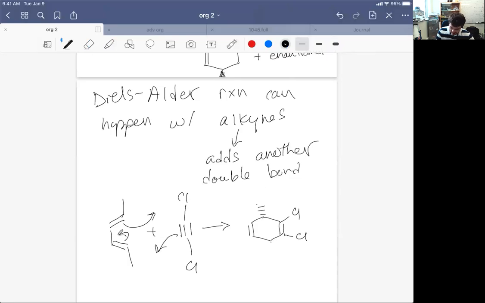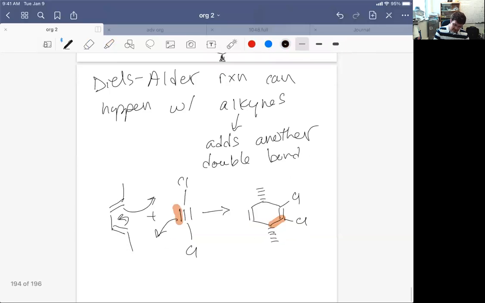We follow the same stereochemical model for the carbons that aren't double bonded in the final product. But you can see it doesn't complicate our lives too much because all we have to do is add an additional double bond. So we soaked up one of the double bonds when we made a new sigma bond, but we still had to leave the other pi bond behind.